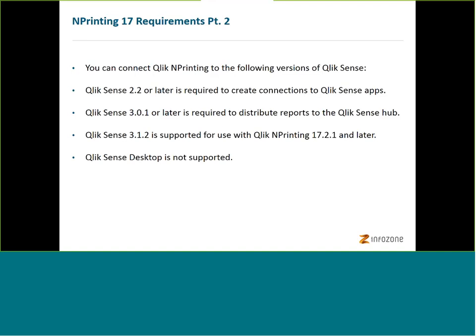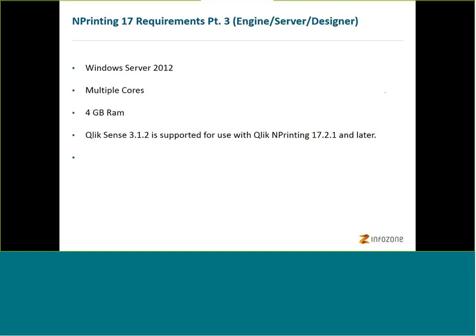And Qlik Sense 3.1.2 is supported for the use of Qlik NPrinting 17.2 or later. So if you're using a newer version of Qlik Sense, you're going to need a newer version of Qlik NPrinting. And this is getting changed every 6 months when a new version comes out, with new requirements of what you need as far as your Qlik Sense app or your Qlik NPrinting app. You need to look into that. And then there's also QlikView requirements, but we're specifically focusing on Sense today.